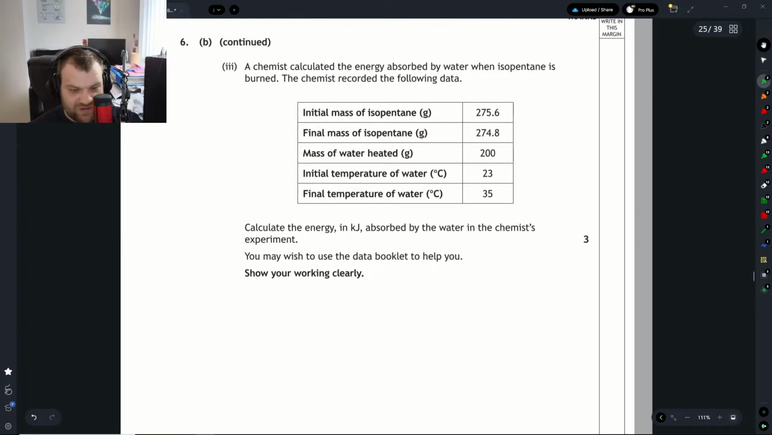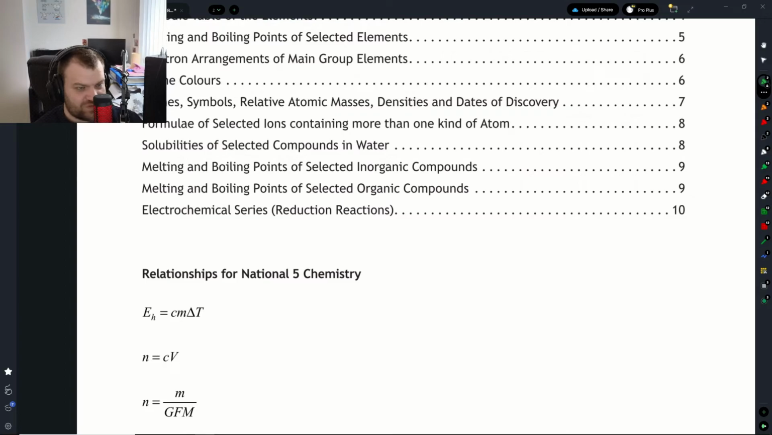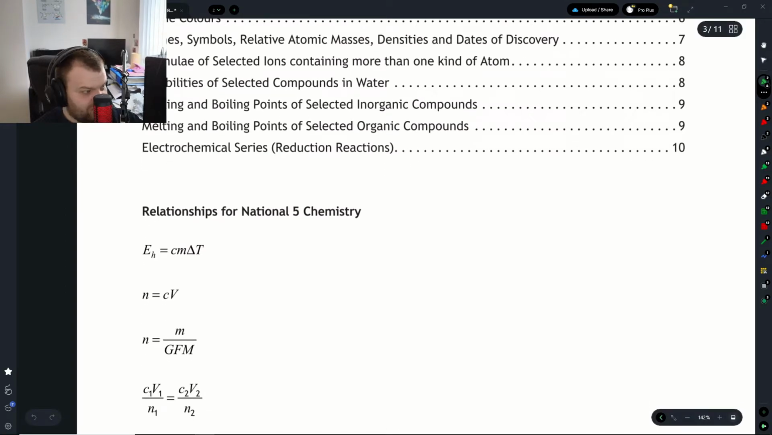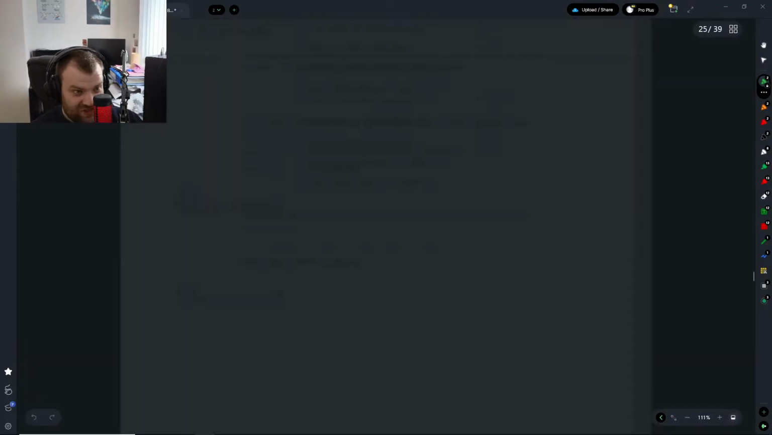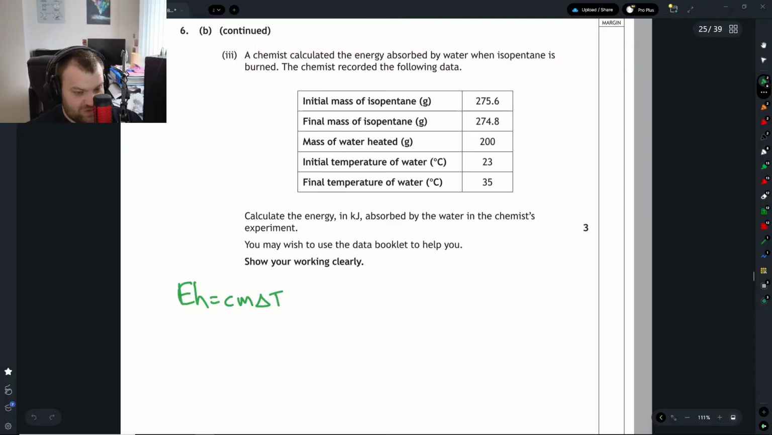Here we're asked to calculate the energy absorbed by the water. This means we're going to be dealing with Eh equals cmΔT. You see on page number 3. Page 3 can also help us with the specific heat capacity of liquid water. In this question, we are heating up water, which means we are using the 4.18 that we've got there.